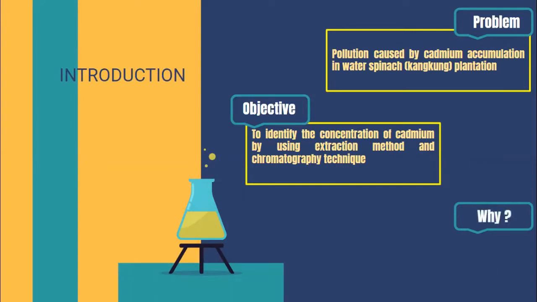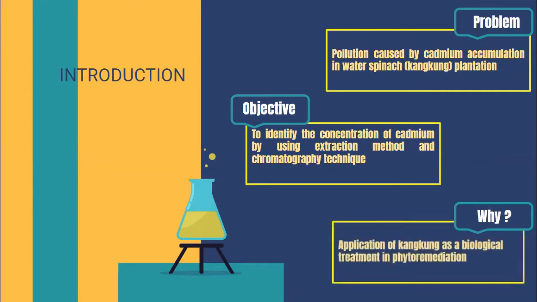And why? Why will cadmium accumulate in water spinach? This is because of the application of water spinach as a biological treatment in phytoremediation to treat wastewater, and it uses natural processes and is unlikely to leave toxic substances.